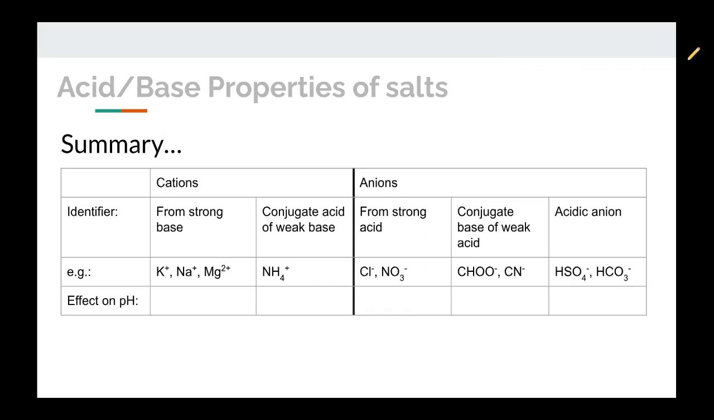So now let's kind of summarize. There's 2 kinds of cations. Either they come from a strong base and they have no effect on pH, or they are the conjugate acids of weak bases. In that case, they're going to tend to lower the pH. We could have anions from strong acids, for example, chloride or nitrate. Those will have no effect on pH. We could have acidic anions. These start with H, so they're pretty easy to spot. These things are, because they're acids, going to tend to lower the pH. All the other anions are going to be conjugate bases of weak acids, and so they're going to tend to raise the pH of the solution.